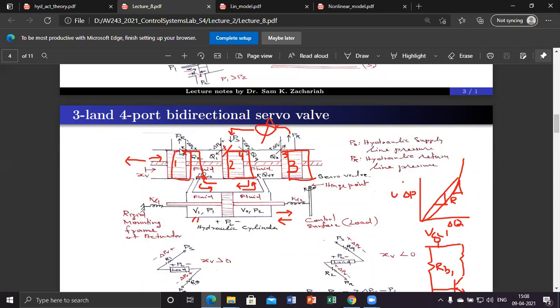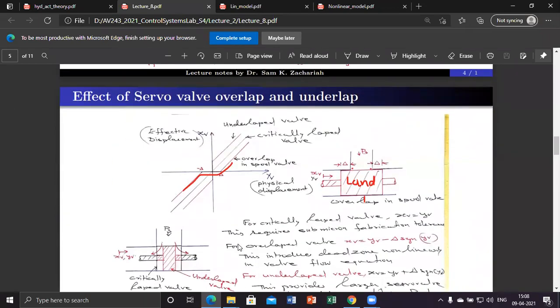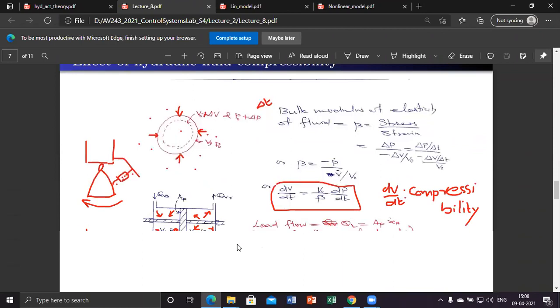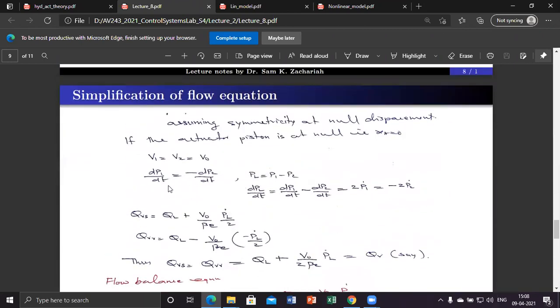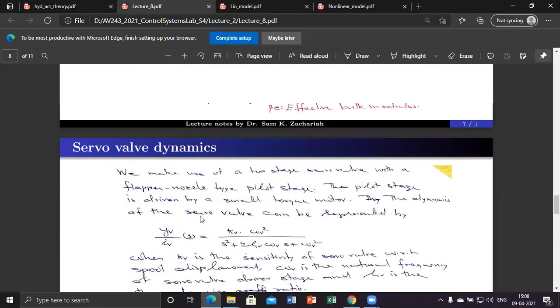And also we assume that the valve is also symmetrical. So if the same flow is moving, the drops across the different ports are equal. Under that condition only, we are going to reduce the equations. Then we can say that dP1 by dt is equal to minus dP2 by dt. Why?